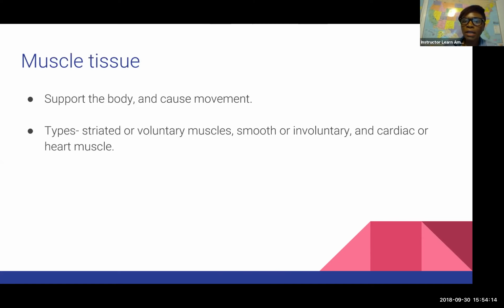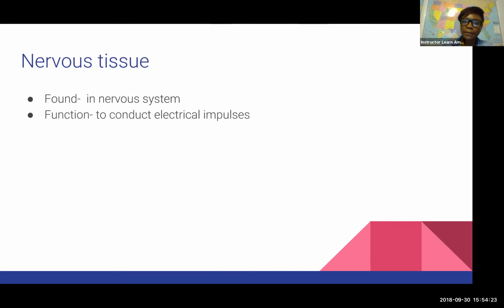The heart then makes up part of the circulatory system, and the circulatory system is one of the many systems in the body. So fascinating. We have nervous tissue. Nervous tissue makes up the nervous system, which we will get into in more detail when we get to the body systems. Their job is really to send electrical impulses throughout the body.